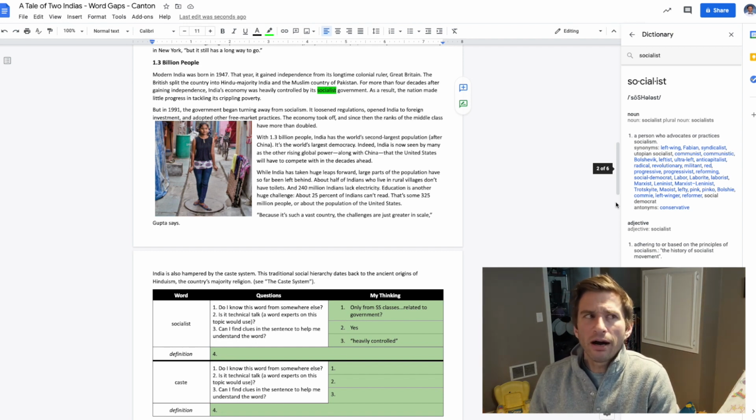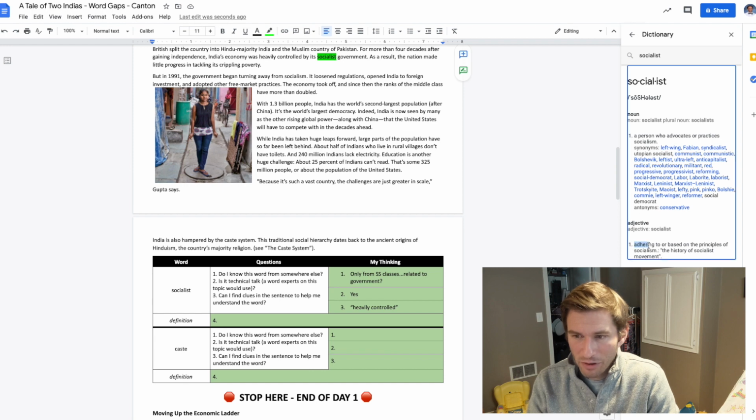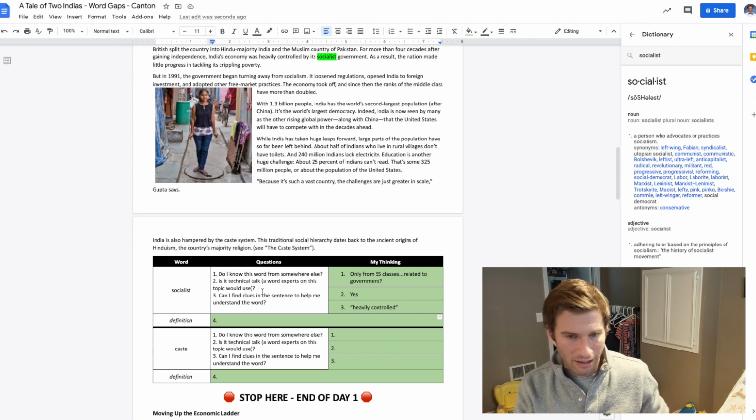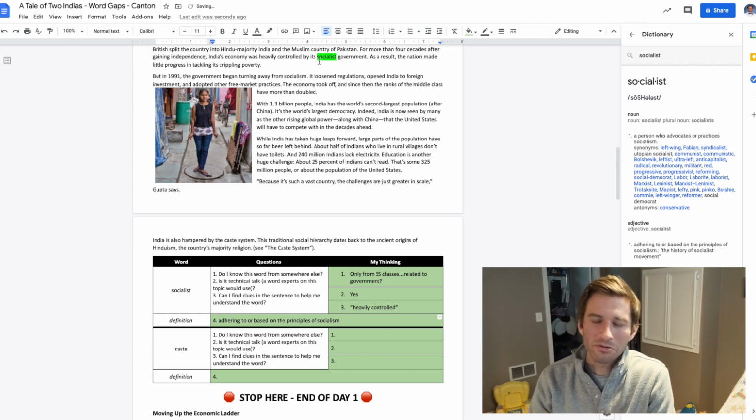But you, as a student who maybe doesn't have all the background knowledge that I do, you might be struggling with this. Even if you read those definitions, you still might come away and it still very much might be a word gap, right? Because if we were to just take that definition and put it in there and fill in our boxes, we still don't necessarily know what a socialist government is.